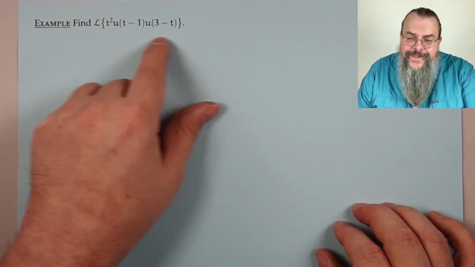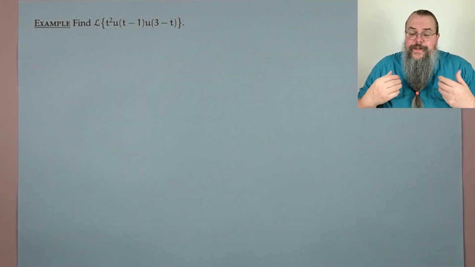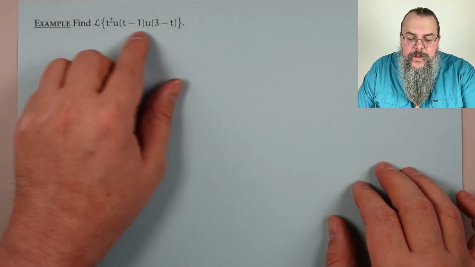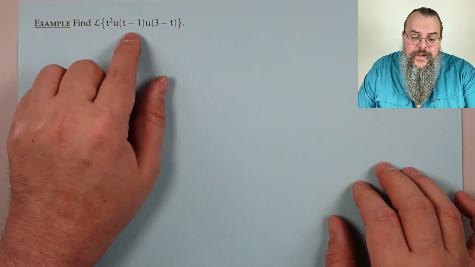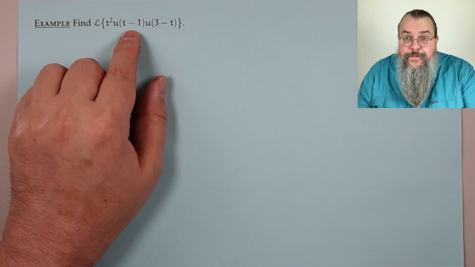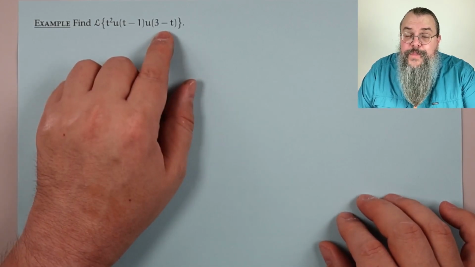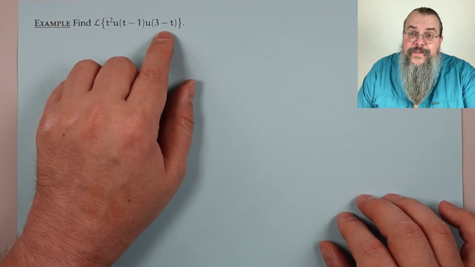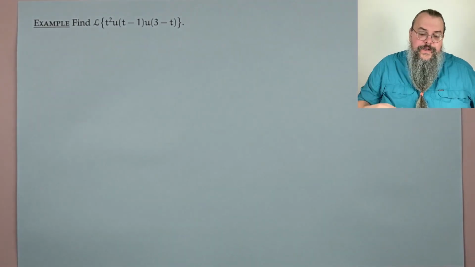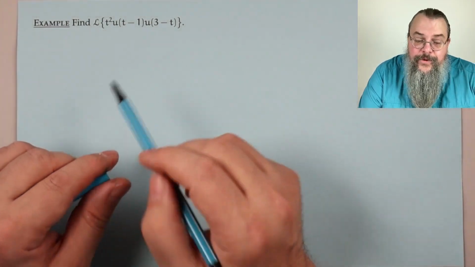Well, let's start by thinking, what's this here? We have multiple on-off switches multiplying together. And you can almost think of this in terms of logic, like a logic puzzle. In order for the whole thing to be on, they both have to be on. For the first term to be on, we need to be above 1, so we need t minus 1 to be positive. For the second one to be on, we need to be below 3, because we need 3 minus t to be positive. And so the net effect is that we turn on at 1 and then turn off again at 3.